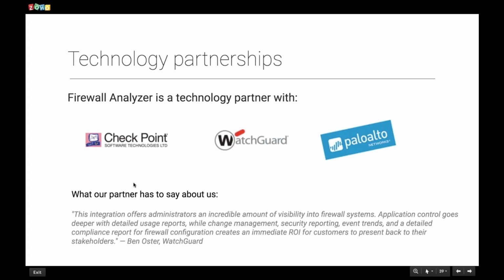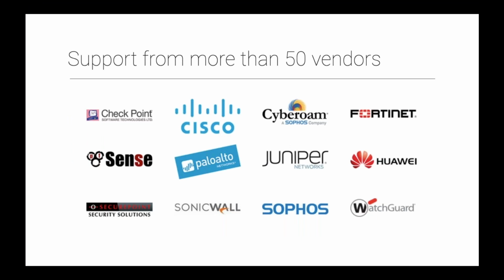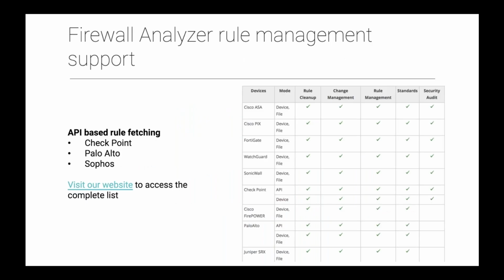We have technology partnerships with Checkpoint, WatchGuard, and Palo Alto. And the best thing about Firewall Analyzer is that we support more than 50 firewall vendors and 200 firewall devices. Firewall Analyzer provides the rule management report for the given list of firewalls, and as I mentioned in the beginning, it also provides API-based rule fetching for Checkpoint, Palo Alto, and so forth. And we are adding more firewall devices to this so that you can easily fetch by using the Firewall API.